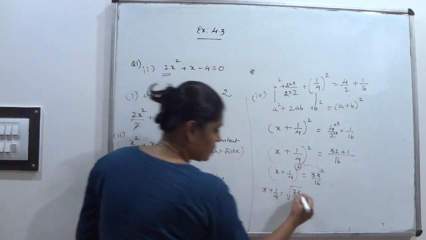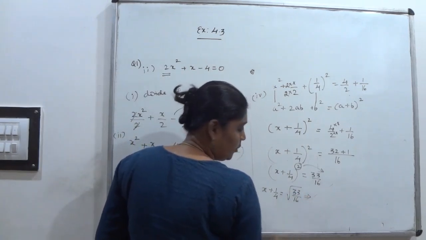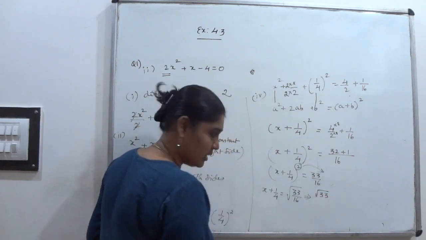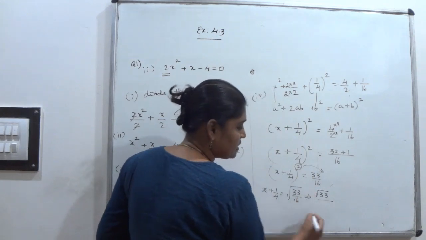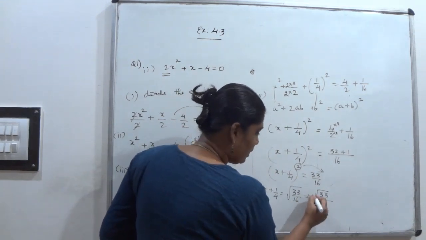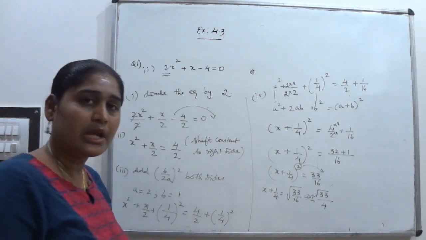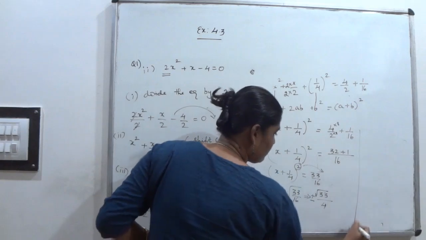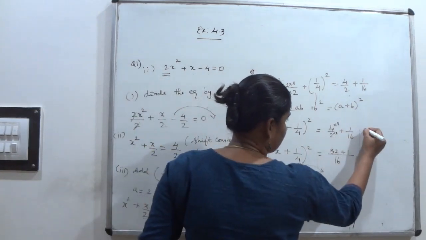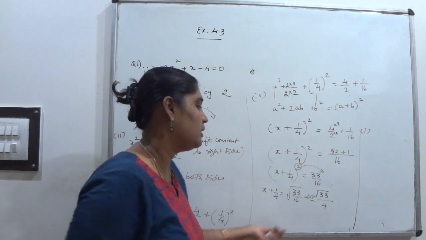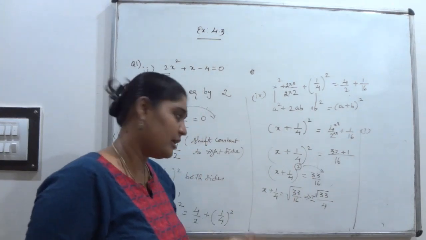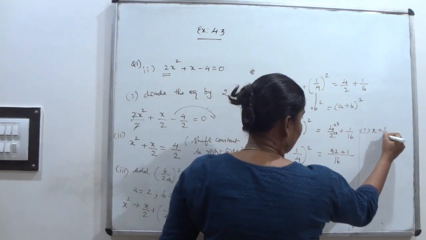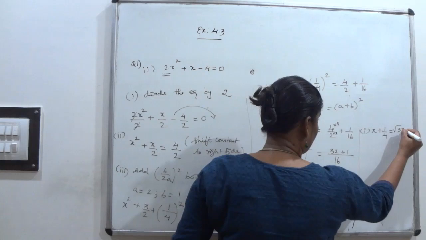When you take the square root for this number, you will get upper side square root of 33, that is in numerator, and downside square root of 16 is what? 4. Here you have to keep plus or minus. Whenever you take the square root, you have to keep plus or minus. Go for first case. I have to take the RHS side positive value and negative value. In first case, I am taking the positive value, that is x plus 1 by 4, which is equal to root of 33 by 4.